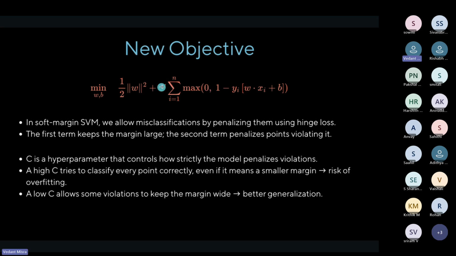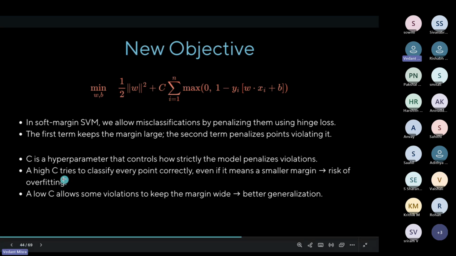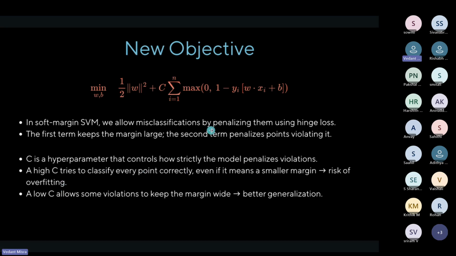If we keep a low C value, it means that any misclassification doesn't really contribute that much. So it allows some violations and leads to better generalization. But obviously, a very high C would lead to overfitting, and a very low C would lead to underfitting. So we need to find, again, the bias variance trade-off. We need to find the optimal value. Again, there are a lot of methods to do this, but we won't get into that right now.